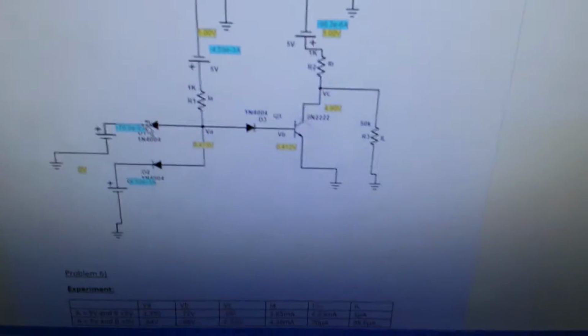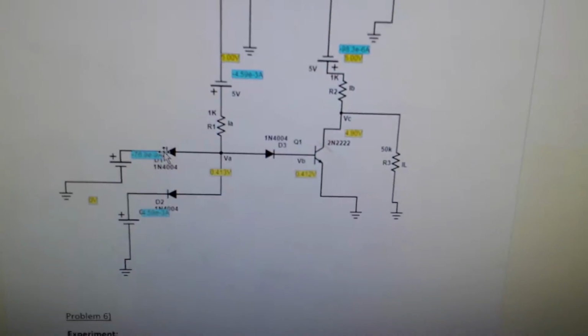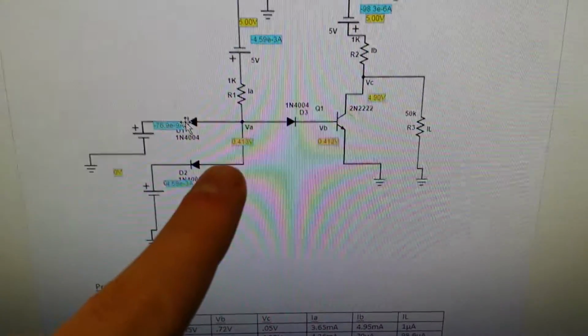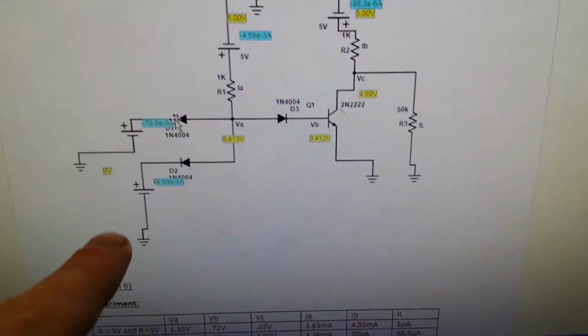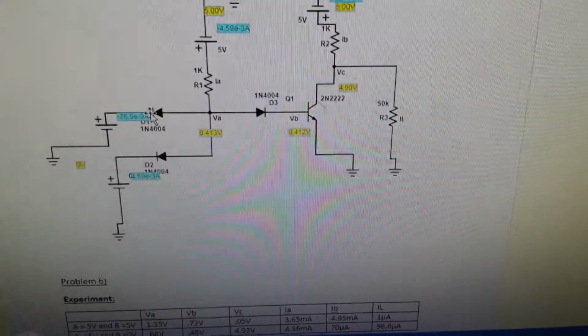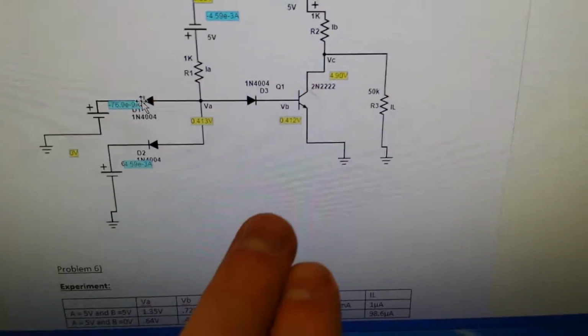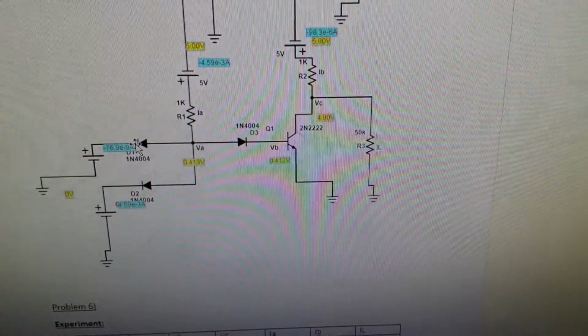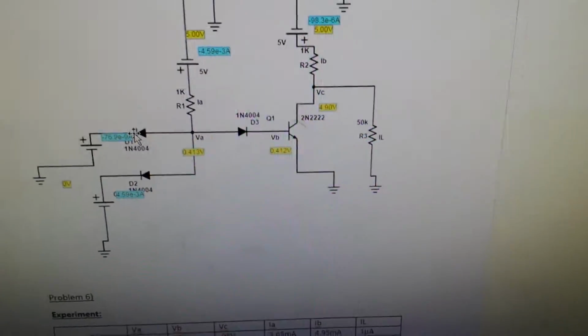So going to the simulation. Over at the simulation here, we can see that it's 0.4 at VA, which means that it's going towards one of the sources, and thus our transistor is turned off, and it's outputting 4.9 volts, which is going straight to the load.